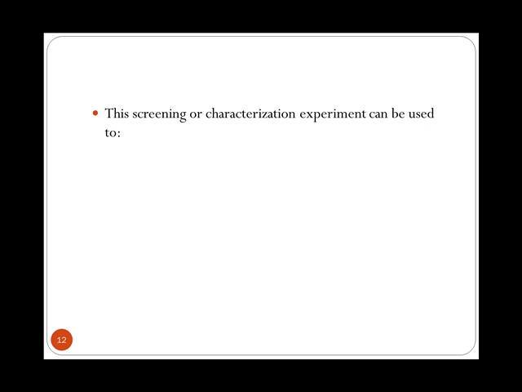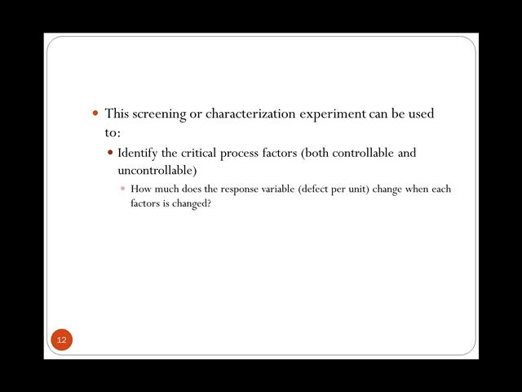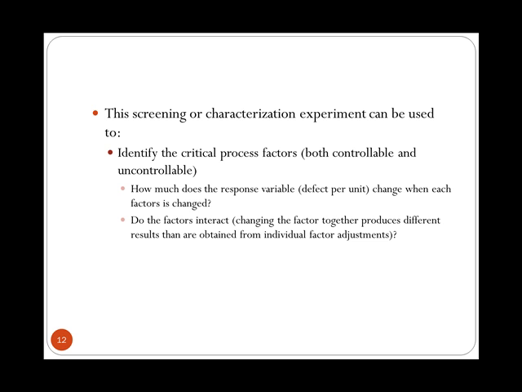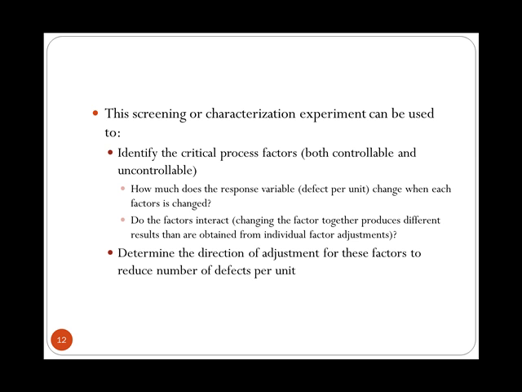This screening or characterization experiment can be used to identify the critical process factors. How much does the response variable change when each factor is changed? Do the factors interact? Determine the direction of adjustment for these factors to reduce the number of defects per unit. So those could be the goals for this particular experiment.